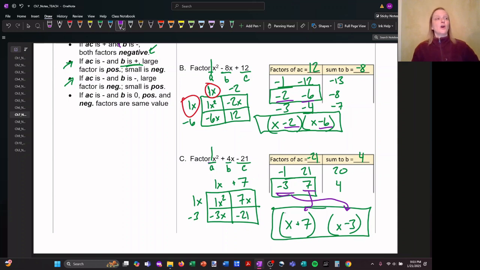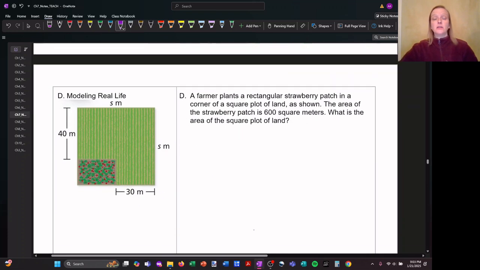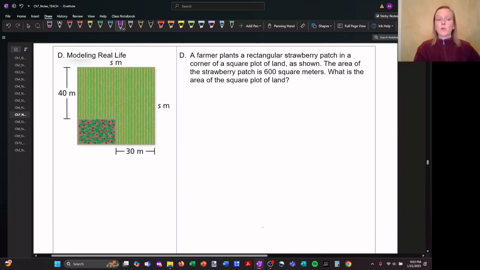So for our remaining problem, we will go ahead and take the shortcut. We aren't going to use the box this time because hopefully the patterns that I've shown you have demonstrated that it's not necessary. So a farmer plants a rectangular strawberry patch in a corner of a square plot of land as shown. The area of the strawberry patch is 600 square meters. What is the area of the square plot of land?